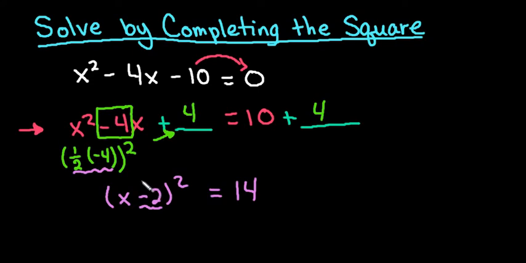The reason that this works out this way is because if I were to FOIL this back out, x times x is x squared, negative 2 times negative 2 is positive 4, and then if I add the two negative 2's in the middle, I get the negative 4. So every single time you complete the square, this term right here is going to be whatever half of the middle term was. So now all we have to do is solve for x.